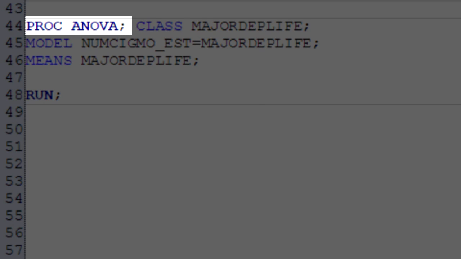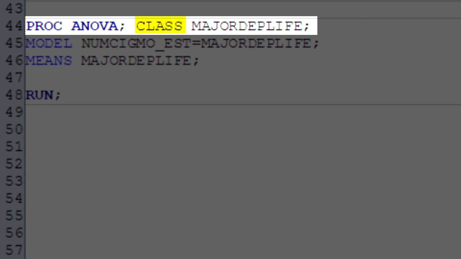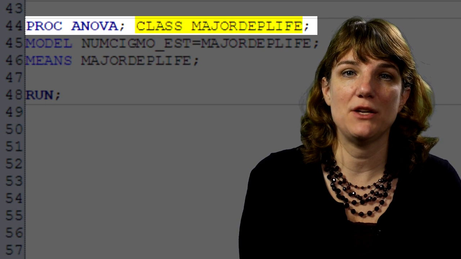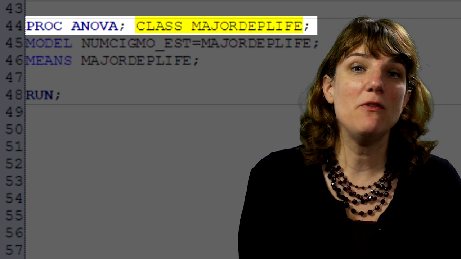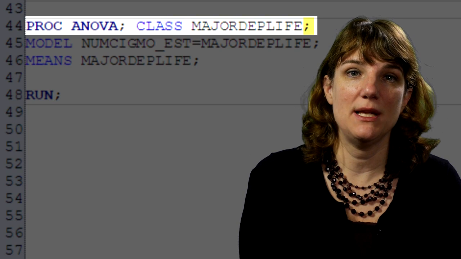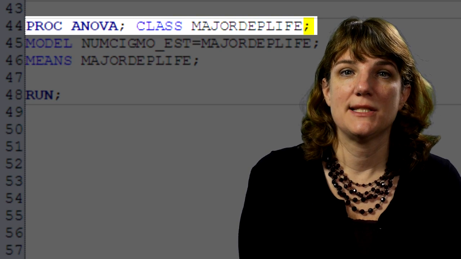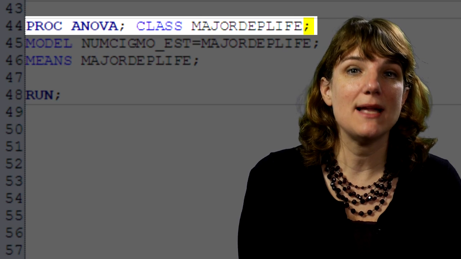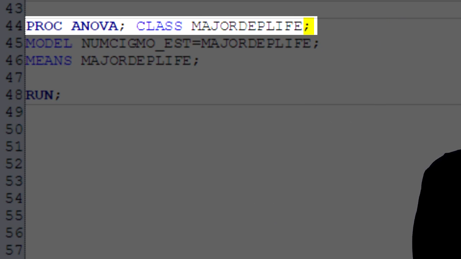We start with Proc Anova, semicolon, and we follow this with the class statement. The class statement identifies the categorical explanatory variable. The name of my categorical explanatory variable is major dep life, so I include this after the word class. And as always, end the command with a semicolon.